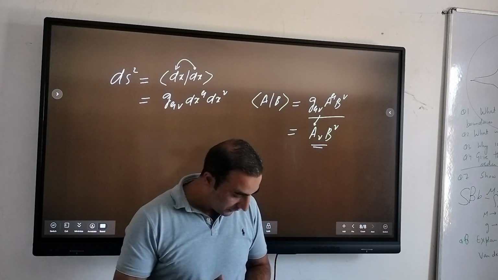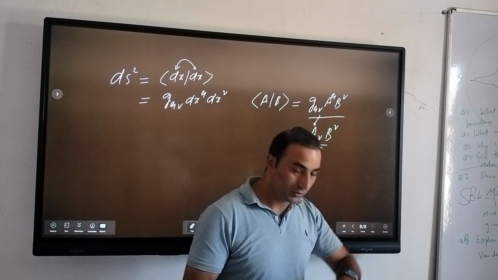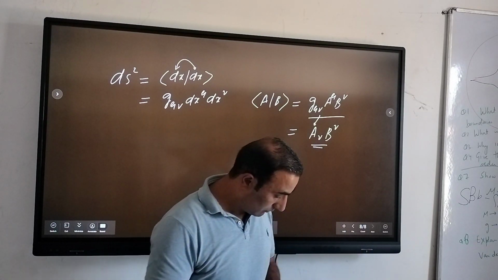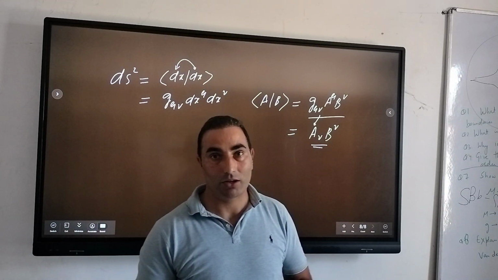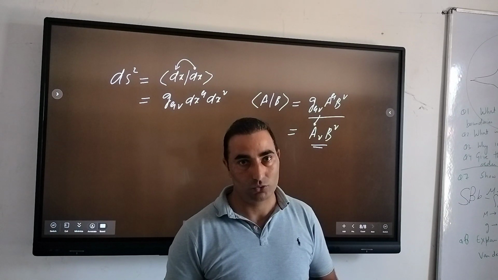So I think I should stop now. Maybe in the coming lecture we'll talk about these duals and contravariant and covariant vectors. What are those vectors, right?